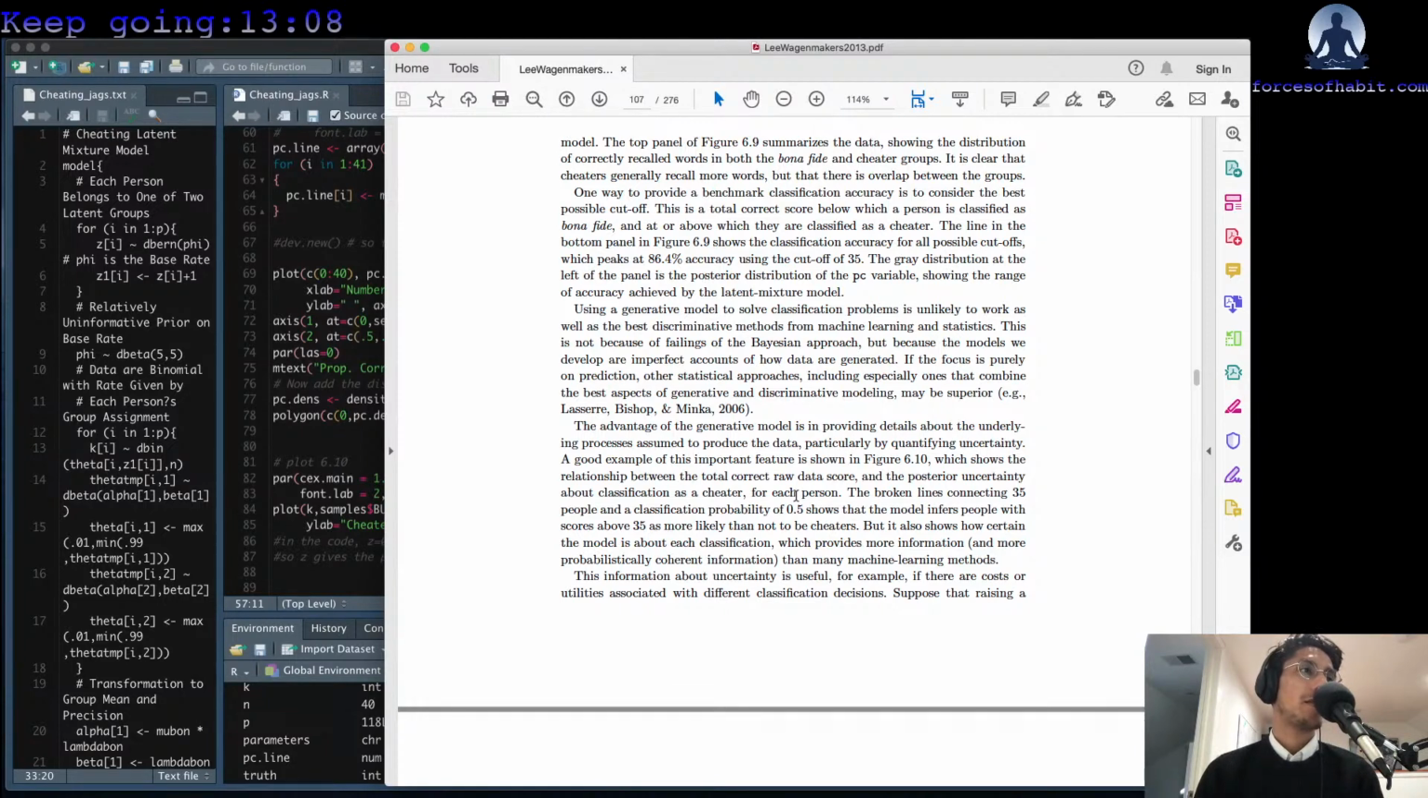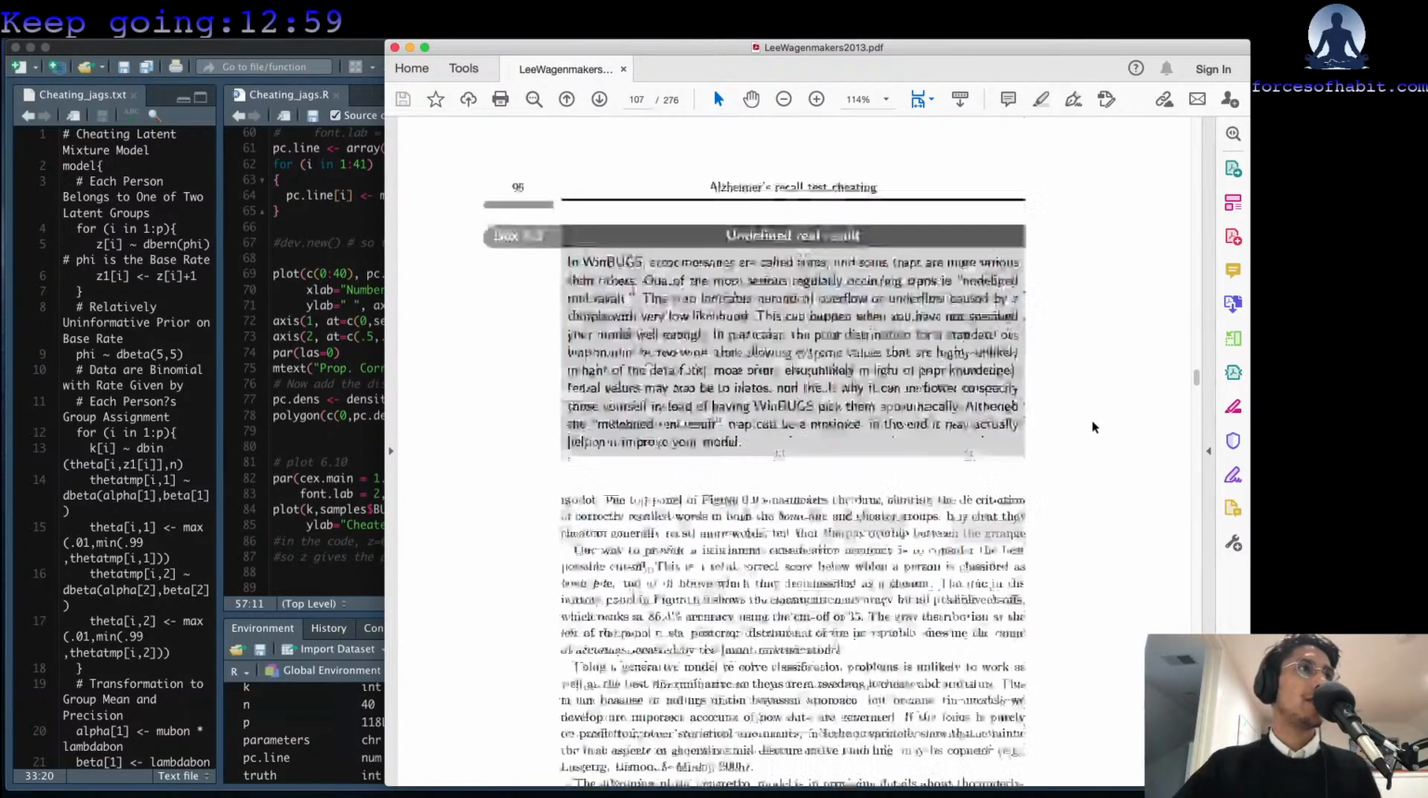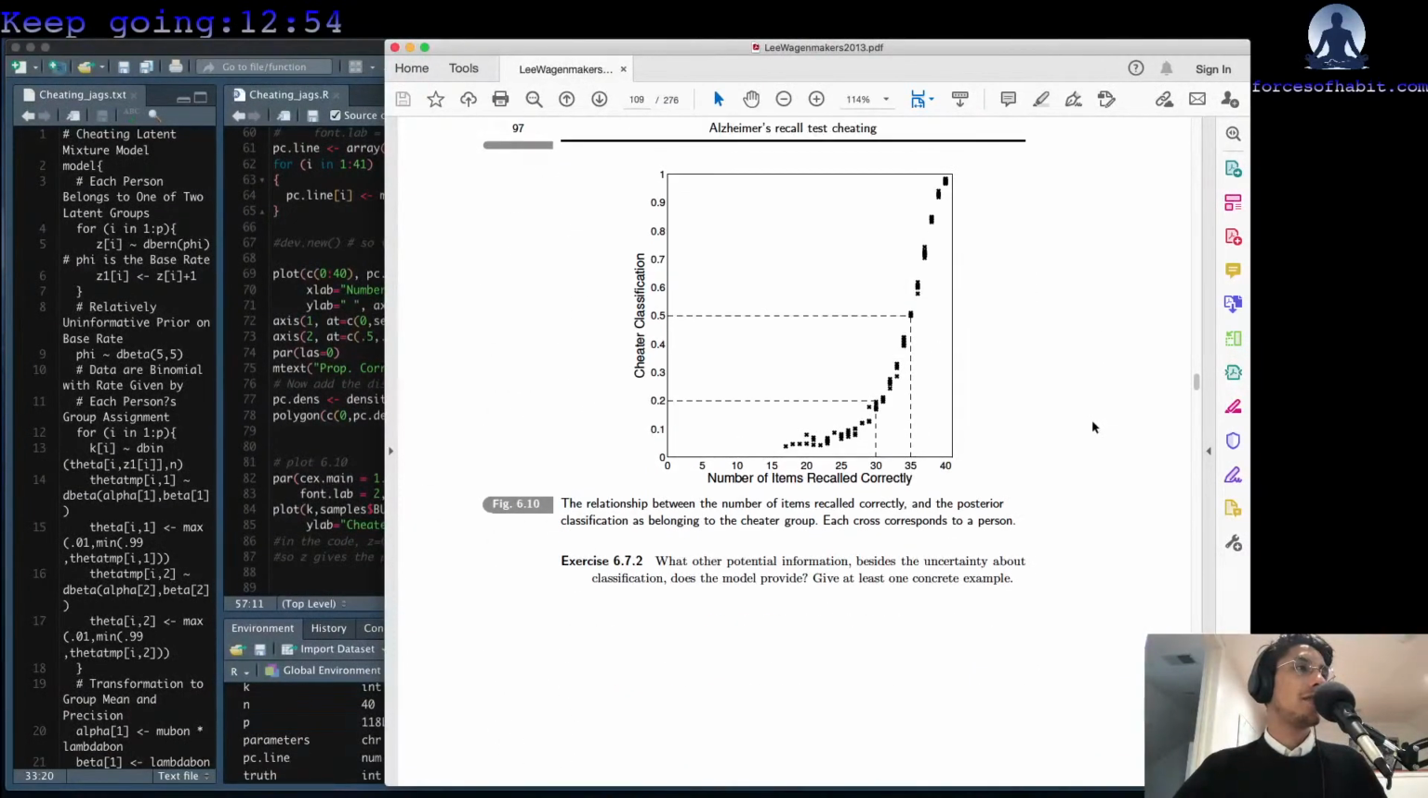But this provides us information about the process that we can assume is producing the data. Particularly, we get to quantify the uncertainty associated with the relationship between the number of items recalled correctly and the posterior classification as belonging to a cheating group. So, like we said, the probability you're a cheater, given that your value is over 30, is high. We see the trend here where the probability of being classified as a cheater increases at some rate as a function of the number of questions answered correctly.